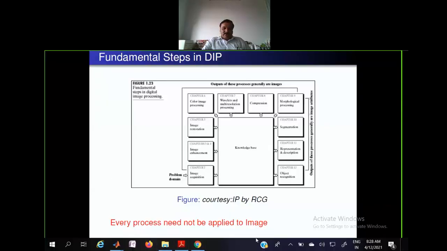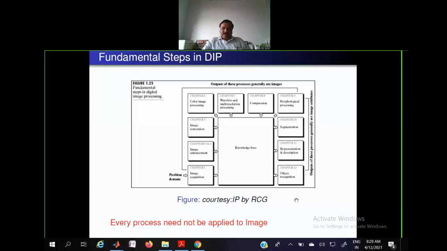So this is actually a block diagram, and I also had told you, and I think it's written here, every process need not be applied to an image. That means if I am just performing image denoising, I don't need to go for morphology or segmentation or any of these blocks, compression. My input is maybe a degraded or noisy image. My output is a denoised image. So I don't need all these blocks.